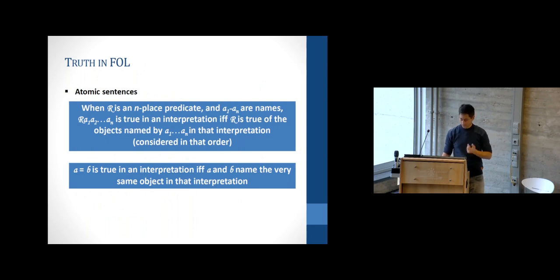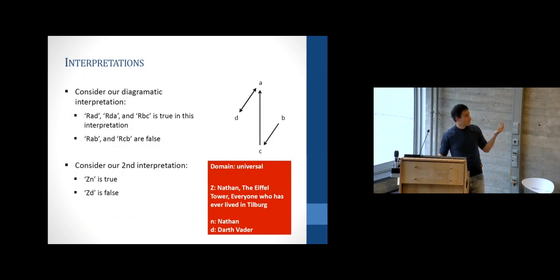Before that, let's look at interpreting atomic sentences. Let's do this exercise for a moment. Here we have a fully specified interpretation. We have two interpretations. We have the one here. We can say RAB is true or RAB is false. There is no arrow here, so we're going to say that the sentence in first order logic is false.